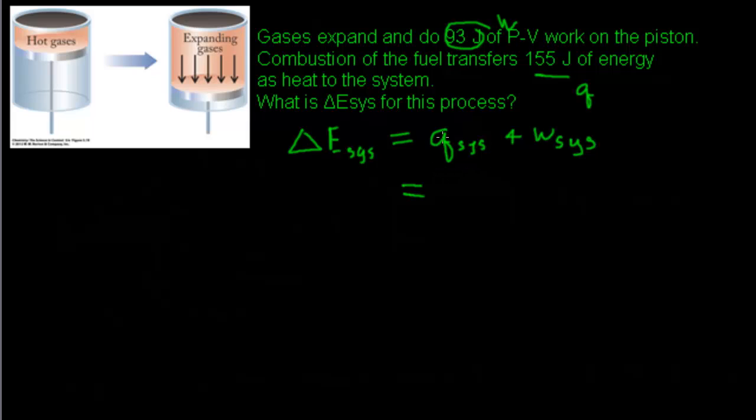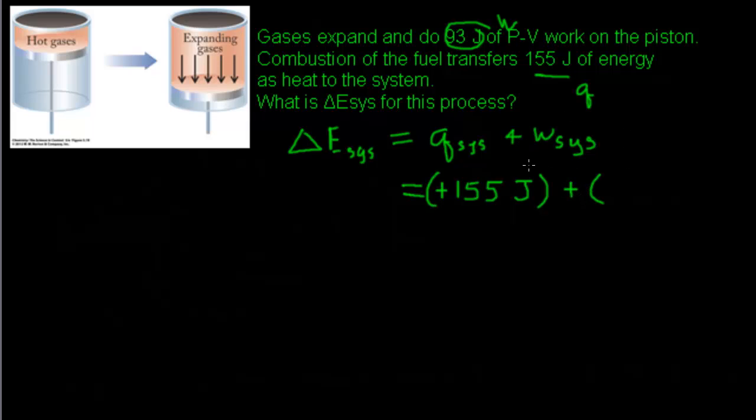All right, so let's think about Q. It's 155 joules. Is that going into our system or out of our system? Well, that heat is going into the system to make the gases hot, right? So that heat is transferred to the system. So it gets a positive sign. So that's a positive 155 joules of heat energy. So there's Q. So now we're going to add to that W.